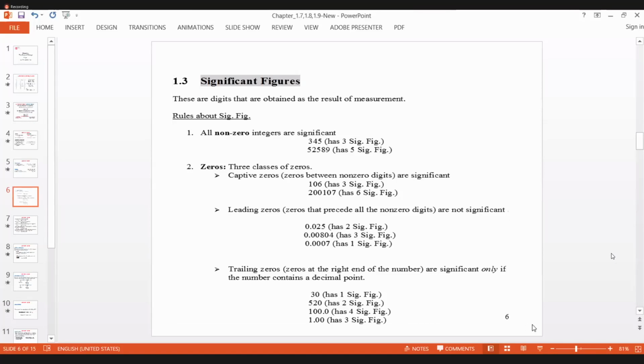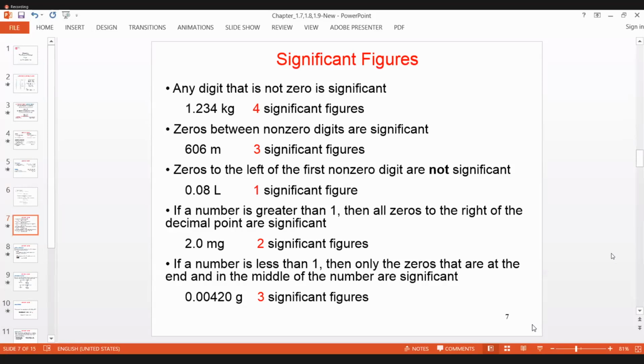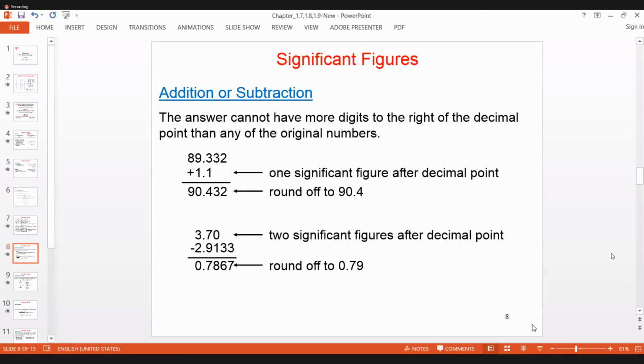So this is all about the significant figures. When you do the calculation in the lab or in the report sheet, you should be careful how many significant figures you should write. Significant figures in subtraction and addition. Suppose you want to add 89 plus 1.1. You have to look only at the decimal place in addition and subtraction. So how many decimal places do you have? After decimal, 1 place, tenth place.